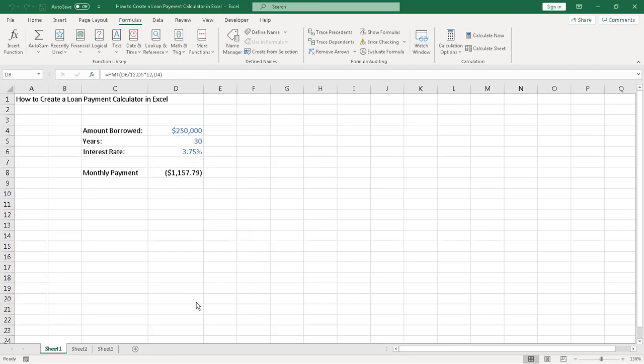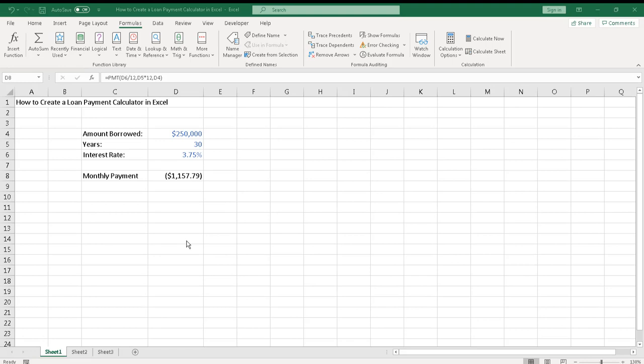This results in the monthly loan payment being calculated for the loan. The loan calculator is now ready. The monthly payment for a $250,000 loan with a 30-year repayment period at 3.75% interest rate is $1,157.79 per month. You can change the amount borrowed, interest rate, and years inputs in cells D4 through D6. The monthly loan payment in D8 will automatically recalculate.